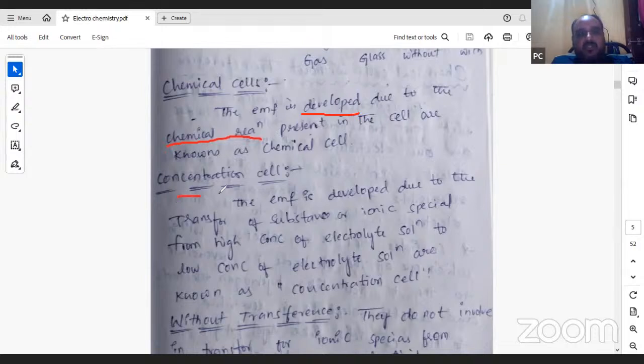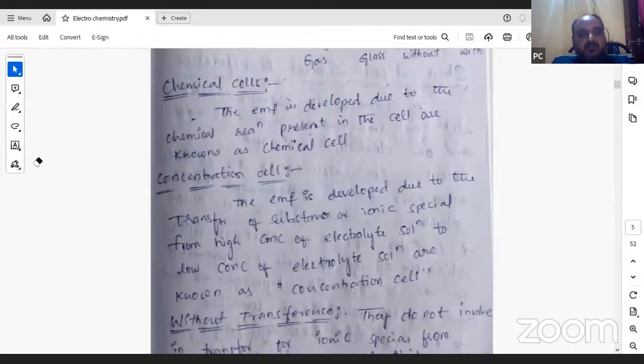Then the other type is concentration cells. The EMF is developed due to the transfer of a substance or an ionic species. Some of the substance is transferred from a highly concentrated electrolyte solution to a low concentrated electrolyte solution. Therefore the potential is developed. That developed potential is considered the concentration potential.